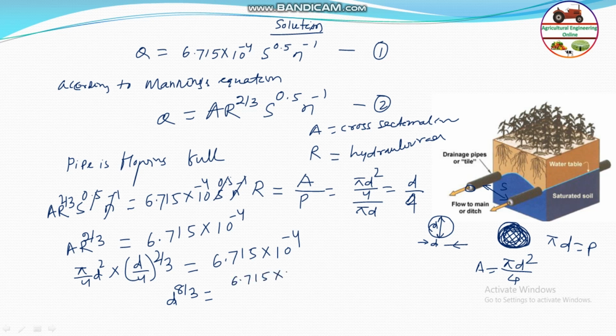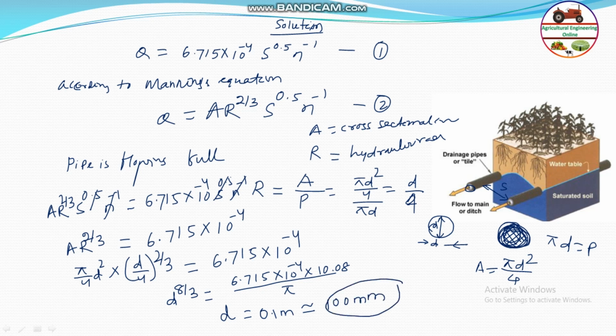6.715 × 10^-4 × 10.08 divided by 5. So therefore we can get the D value. D will be equal to around 0.1 meter, which is equivalent to 100 millimeter. So this is the answer for this question.